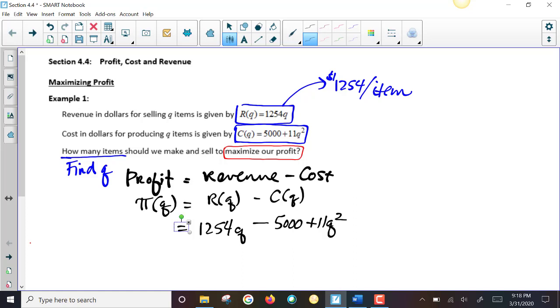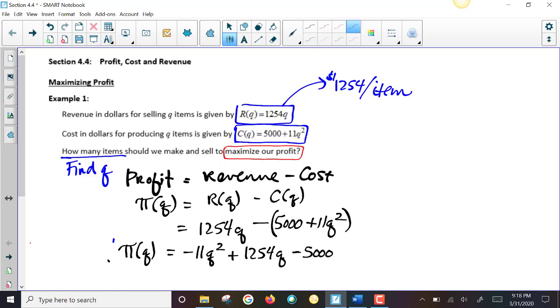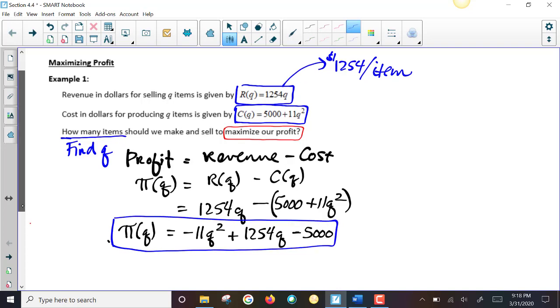Now you got to be careful. We have to put that in parentheses because we are subtracting. So distribute, and if we distribute and combine like terms, we end up with a profit function, negative 11Q squared plus 1254Q minus 5,000. Okay, so here's how we can calculate the profit based on the number of items produced and sold.